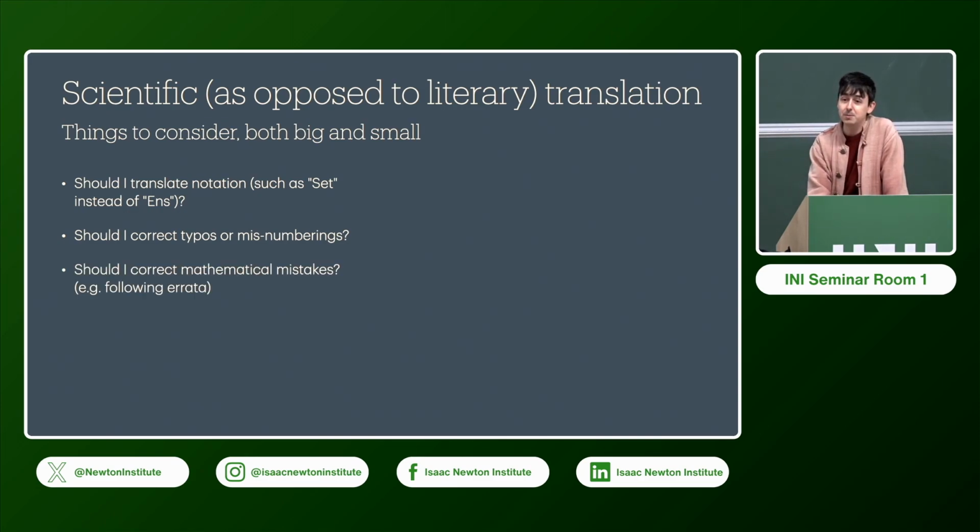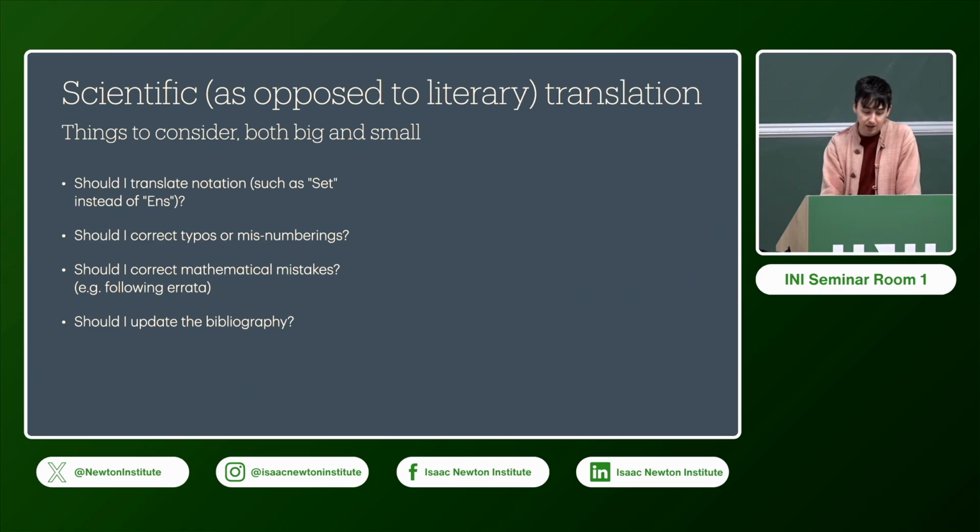A bigger one is what if you find mathematical mistakes? And here it's maybe not so likely, depending on what you're reading, that you yourself find a mistake, but if future errata have been published, do you correct the mathematical mistakes in line? Do you include them as footnotes? Do you include the errata? What do you do with this?